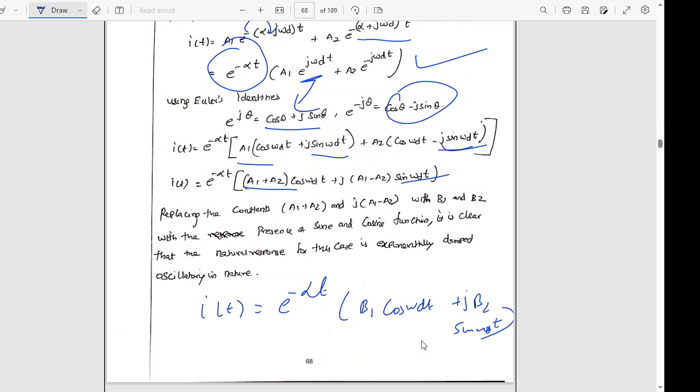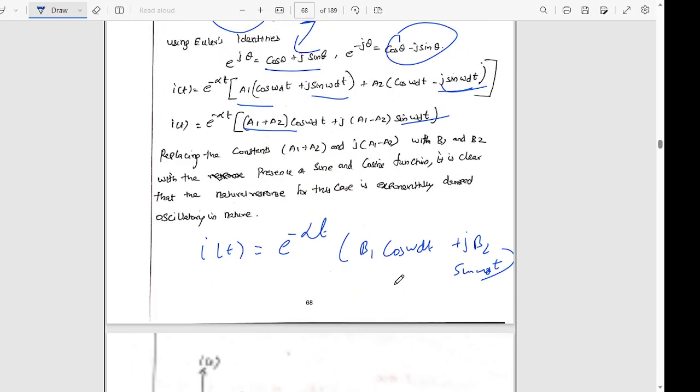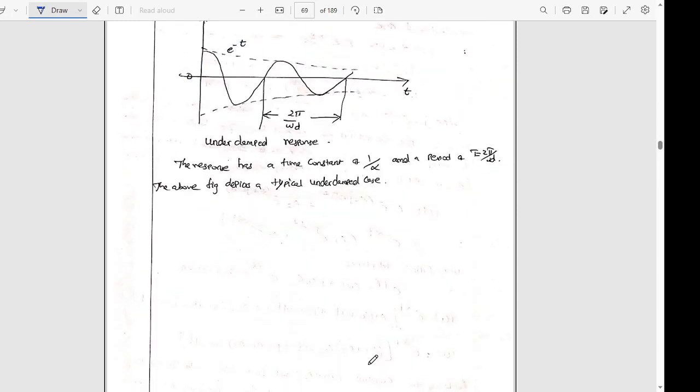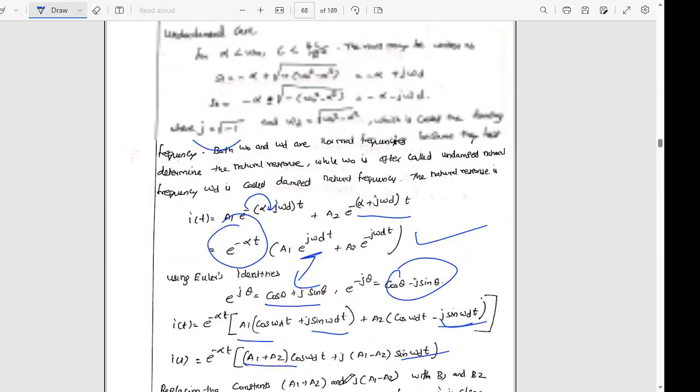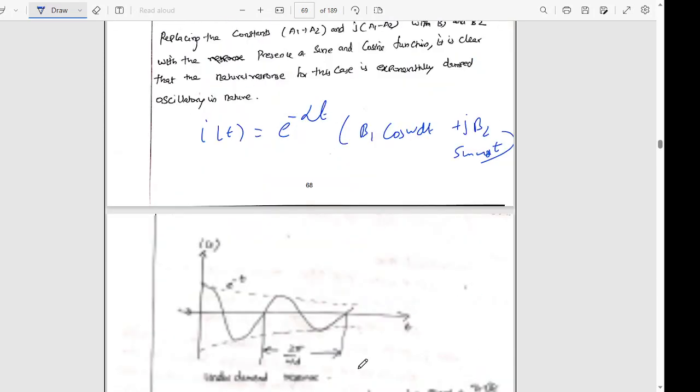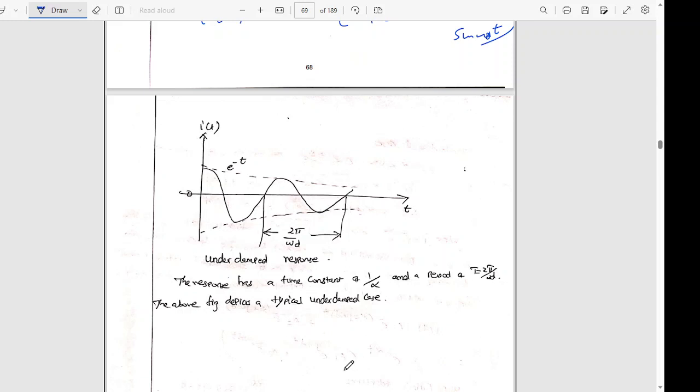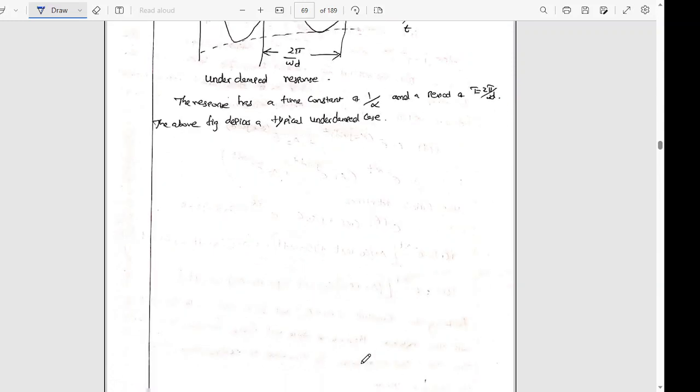This is the equation you have to use for the underdamped case, and this is the waveform for the underdamped case. Okay, thank you.